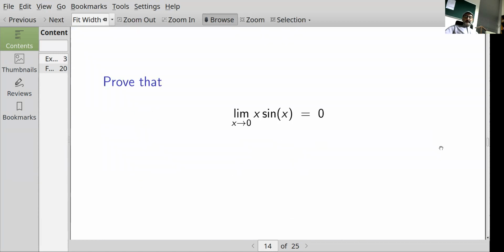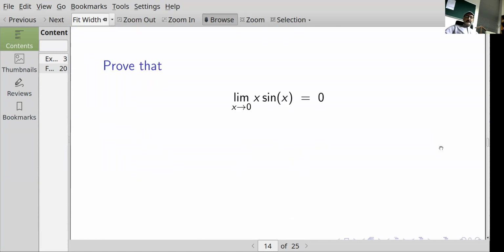Okay, let's try this one. The limit as x goes to 0 of x sine of x is equal to 0.